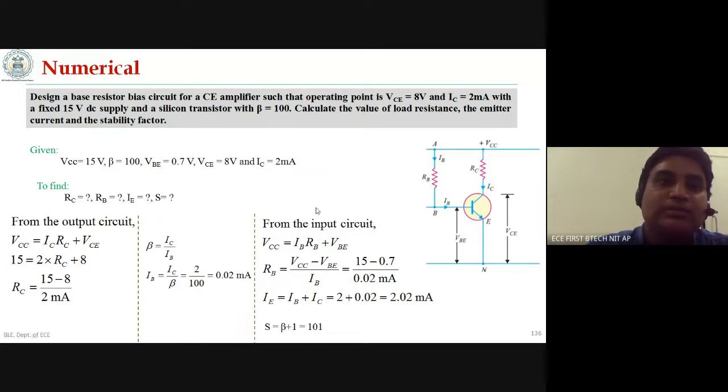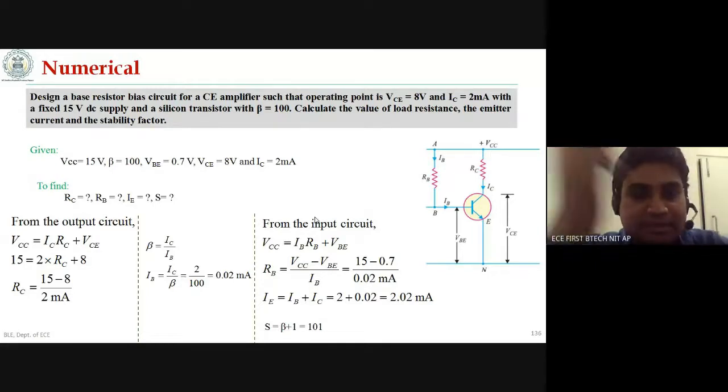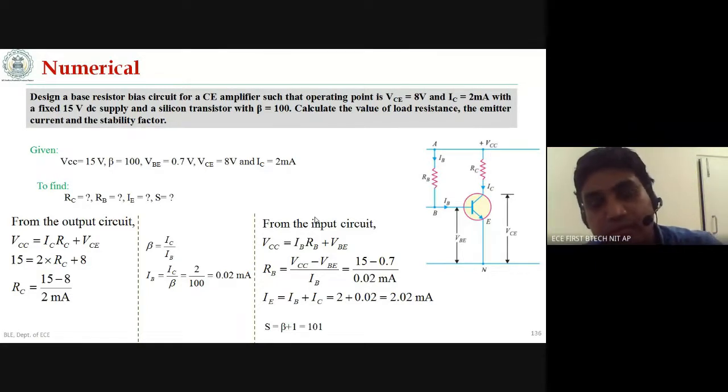This way you are able to solve a practical question. Let's say you are given a base resistor bias configuration and you want to know what our stability factor is, what the emitter current is, and what our load resistance is.